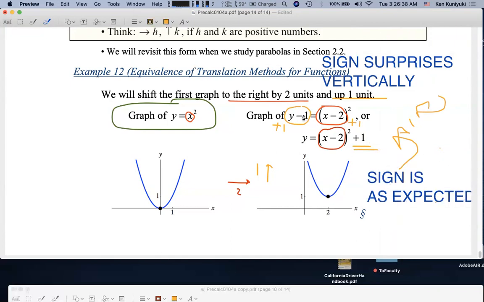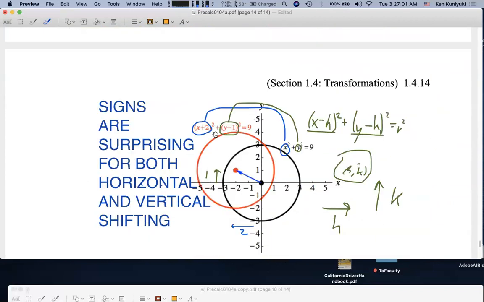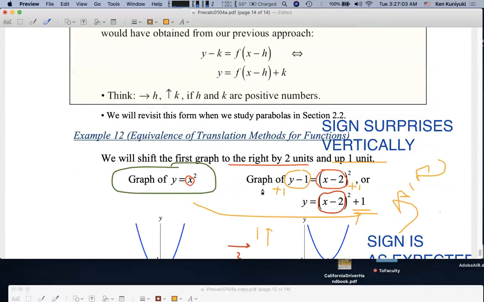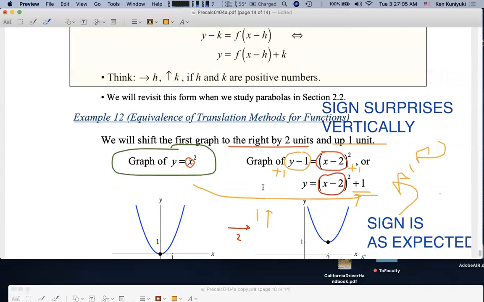So up here, the sign surprises. To move up 1 unit, you substitute or replace y with y minus 1. But over here, after you add 1 to both sides, if you want to move the graph up by 1 unit, you attach a plus 1 to the right side. So that's why the vertical shifting makes sense. The signs are as expected. The horizontal shifts are still surprising because that's still a residue from what we did up here. We'll talk more about parabolas in section 2.1.